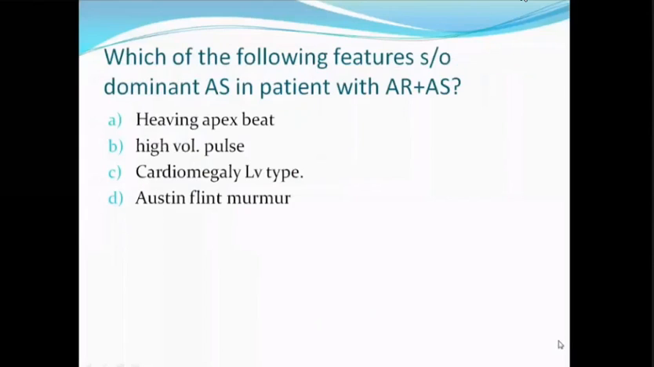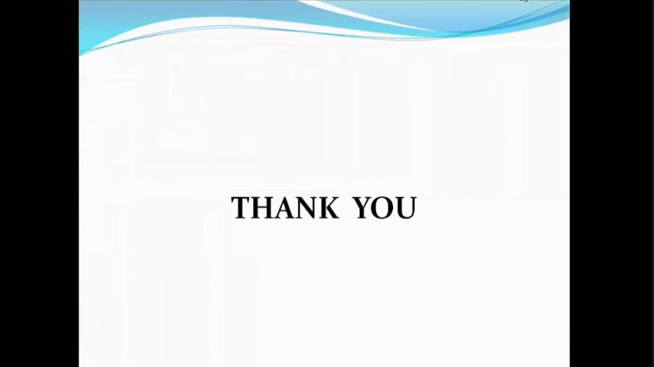And which of the following features is suggestive of dominant AS in a patient with AR plus AS? Heaving apex, high volume pulse, cardiomegaly of LV type, or Austin Flint murmur. So it is heaving apex, which is suggestive of dominant aortic stenosis in a patient with AR plus AS.